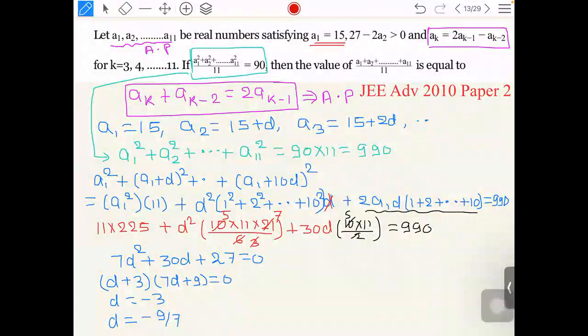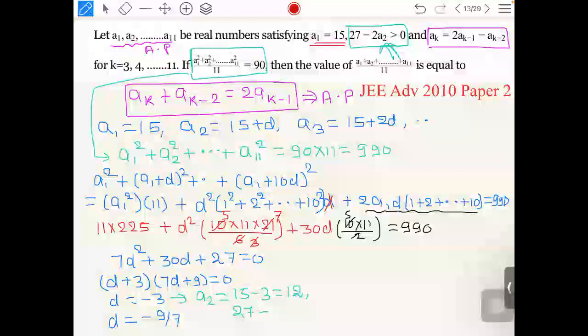Now, one piece of information that we have not used yet is 27 minus 2a2 is more than 0. This will help us in cancelling out one of the values of d. Now, let's suppose in the first case, a2 becomes 15 minus 3, which is equal to 12. Now, as per the given condition, 27 minus 2a2 is more than 0.